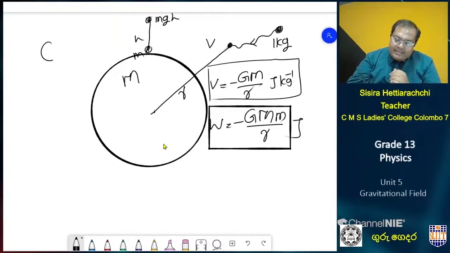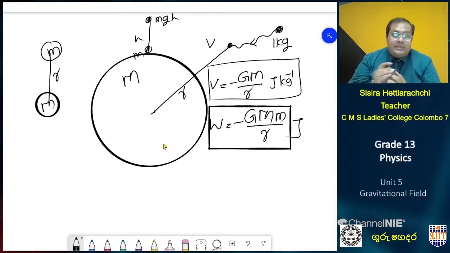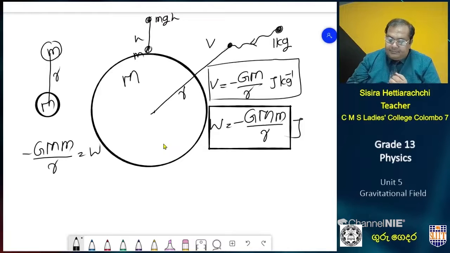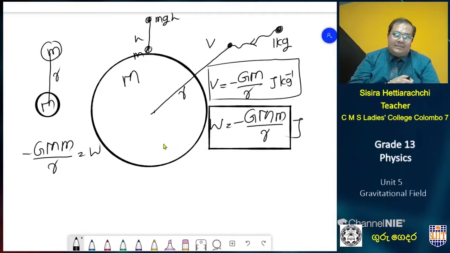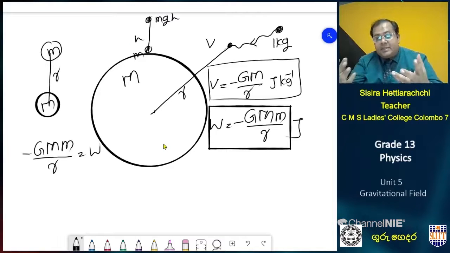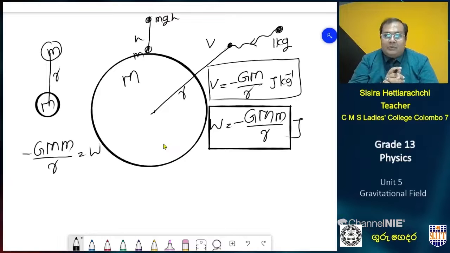If two masses are there, assume one of them is m and another one is capital M. If you find the energy of m, you may say minus GMm over R. But actually this is the energy of both. This is not the energy of one of them. This is the energy of both. MGH also is not the energy of that mass. MGH means the energy increase of Earth and that object both. But we know Earth can't move, therefore that object goes down again.